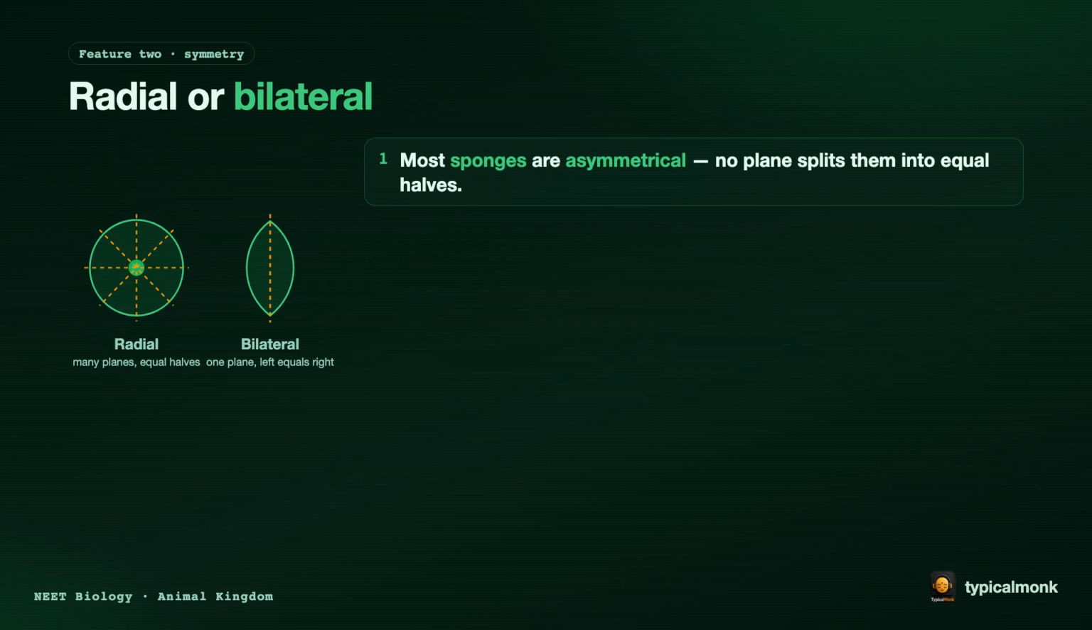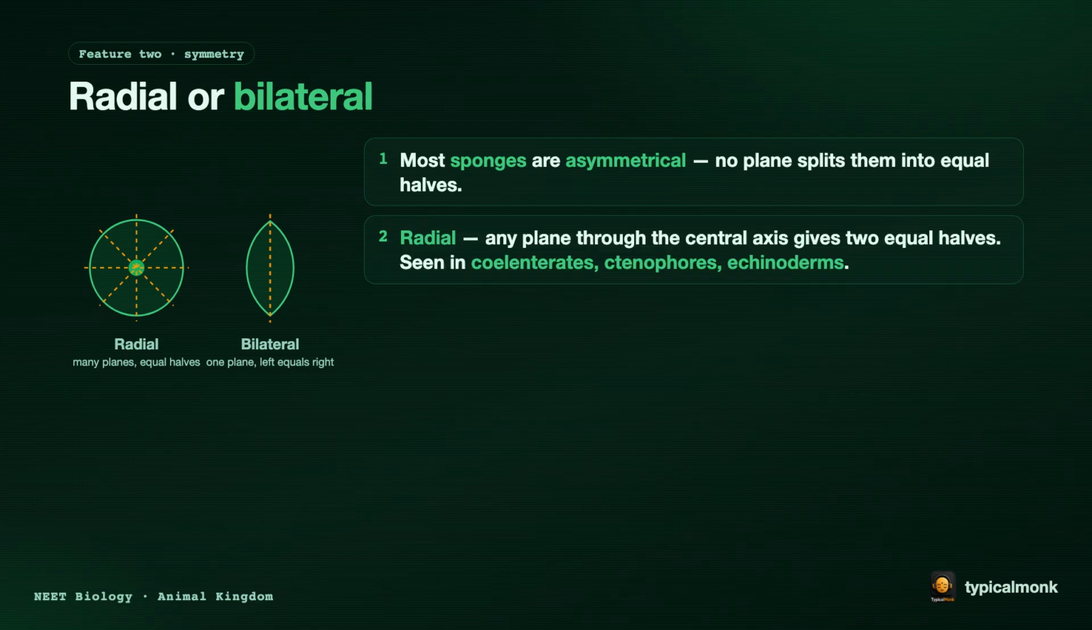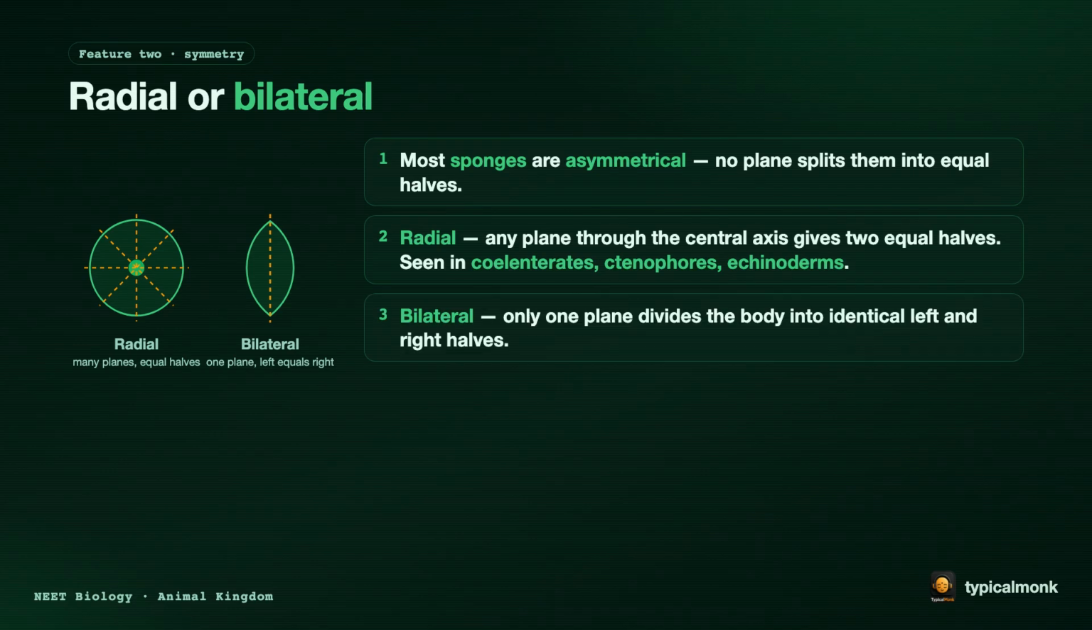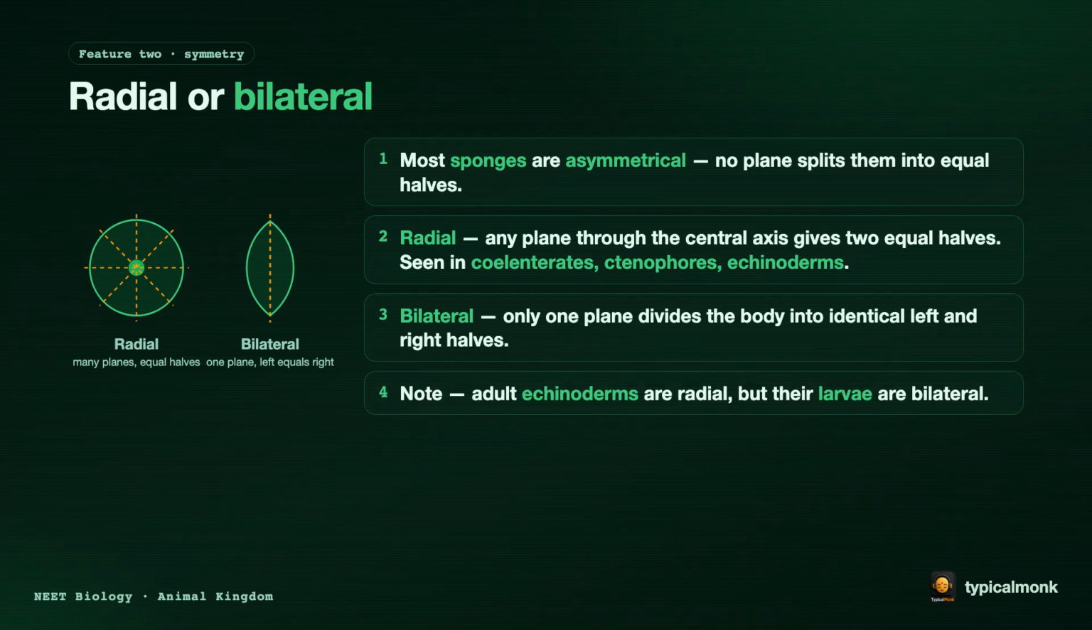Now the second feature, symmetry. Most sponges are asymmetrical. No plane splits them into equal halves. Radial symmetry. Any plane passing through the central axis gives 2 equal halves. This is seen in coelenterates, ctenophores, and echinoderms. Bilateral symmetry. Only one plane divides the body into identical left and right halves. One special point: adult echinoderms are radial, but their larvae are bilateral.